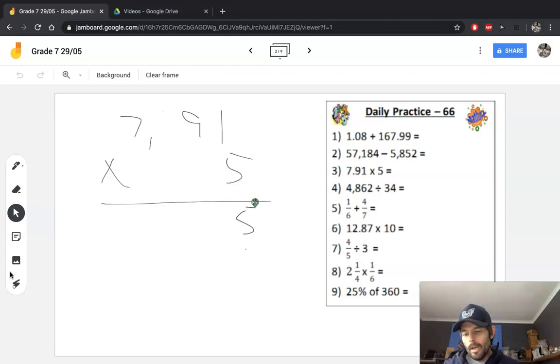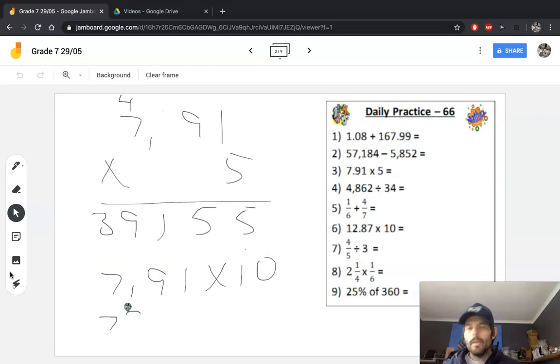5 times 1 is 5. 5 times 9 is 45. Carry the 4. Decimal in the same place. 5 times 7 is 35. Plus the 4 is 39. You could have said 7,91 times 10, and that gives you 79,1, but then you would have needed to halve it to get 39,55. Okay, so there's another method that you could have done there. Either way, 39,55 is going to be your answer.